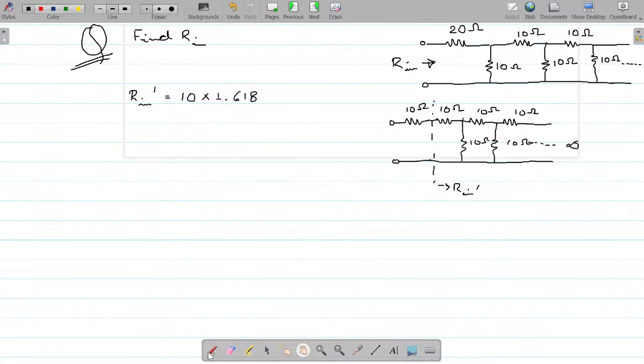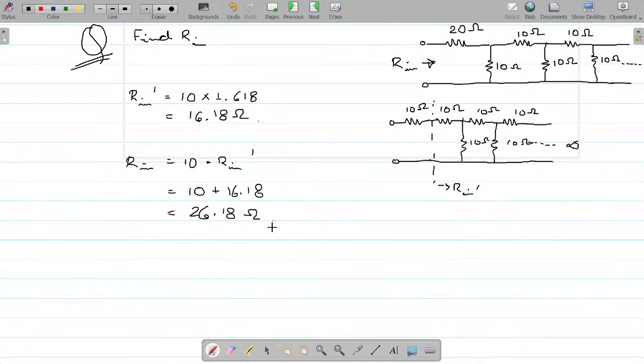So can I write it as R I N dash will come out to be 16.18 ohms? But was it your R input? No. R input was 10 plus R I N dash. Can I write that? So that becomes 10 plus 16.18, which will give your answer to be what? 26.18 ohms.